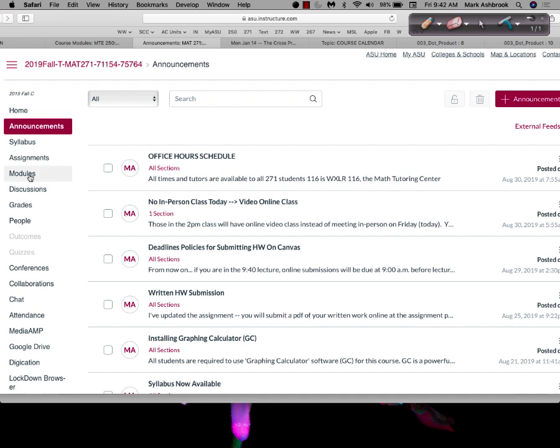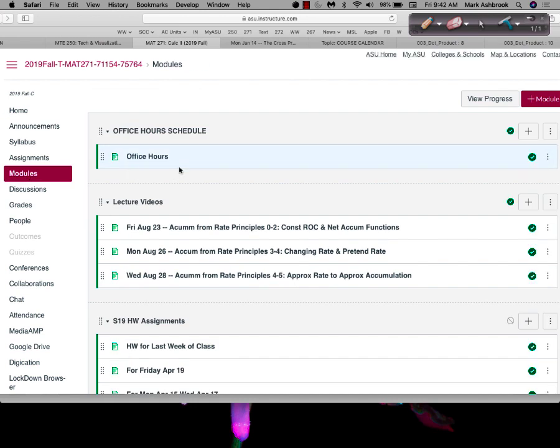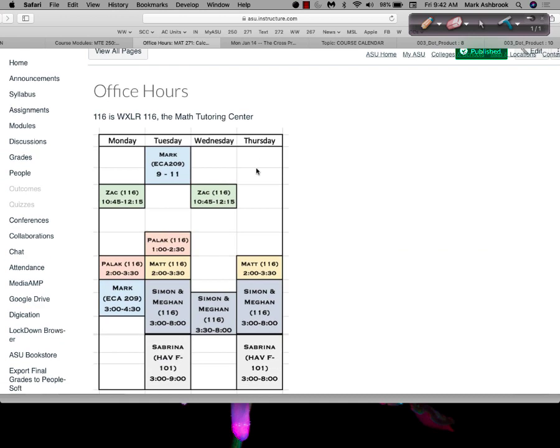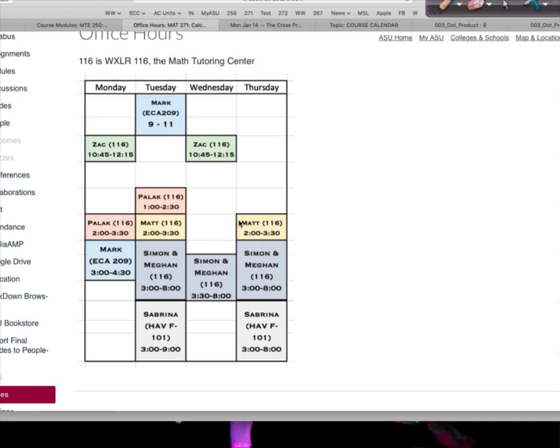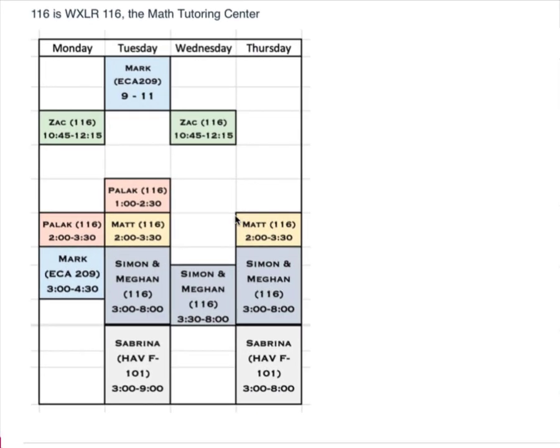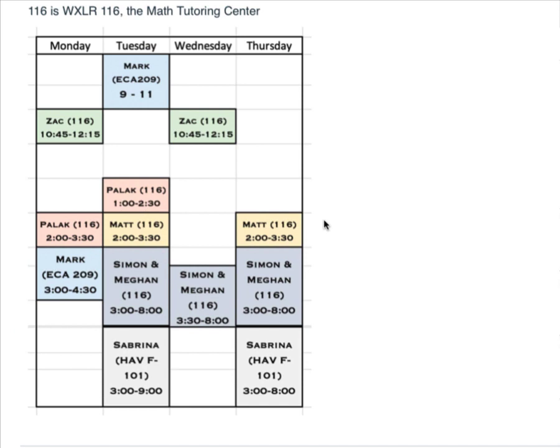I also put it in modules, so two different places: the office hour schedule. In modules, it's the very first thing. The deal with this is that I teach two lectures of this, and between the two lectures, I have three TAs. You can get help from anybody at any of these times, not just your TA and me. So here's the schedule.